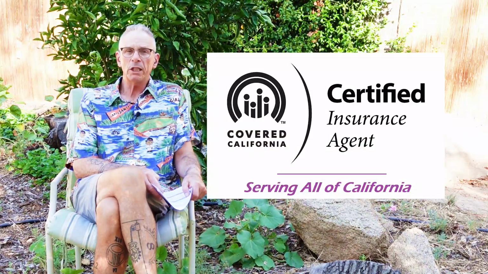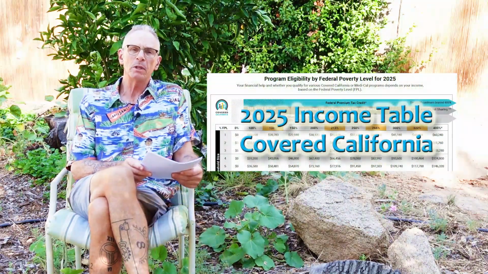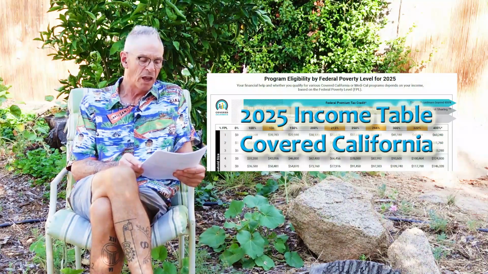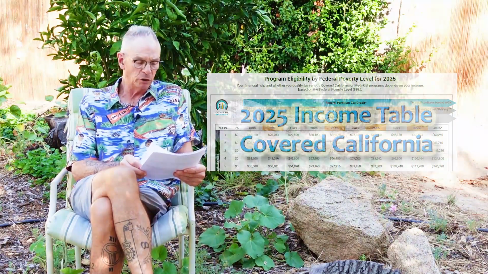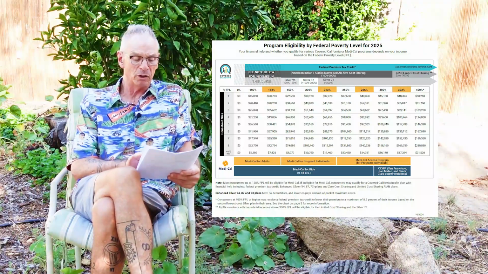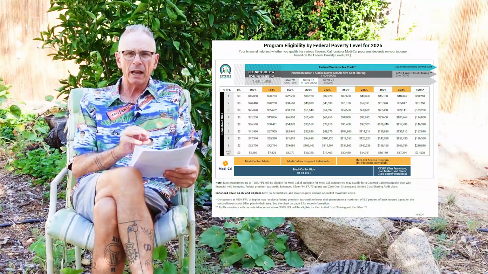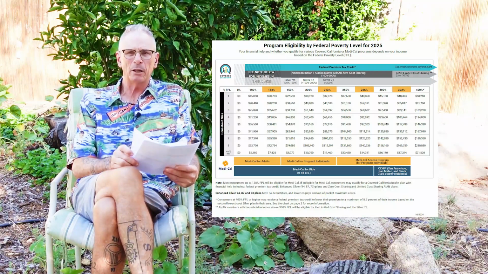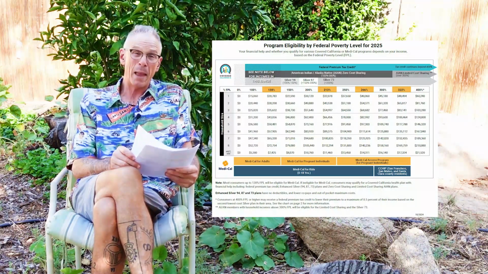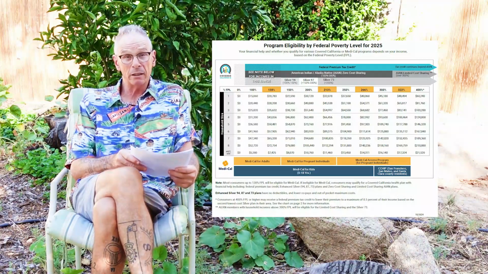For the 2025 open enrollment period, Covered California has released the latest income table for the different programs that they administer. The income table is just a lot of information. It's very busy, so I wanted to go through and explain how to read some of this, because some programs may apply to you and others may not.